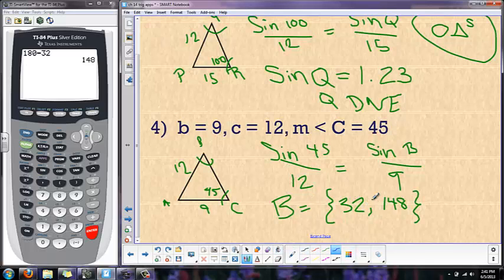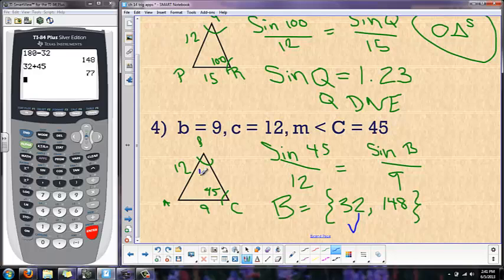So first let's check 32 degrees for angle B. If this is 32 degrees, I think that that's perfectly fine because you have 32 plus 45, which gives you 77, meaning that there is 103 degrees left over for that angle. So that's perfectly fine. That works. That angle is okay. I'm going to erase this stuff and check the second angle.